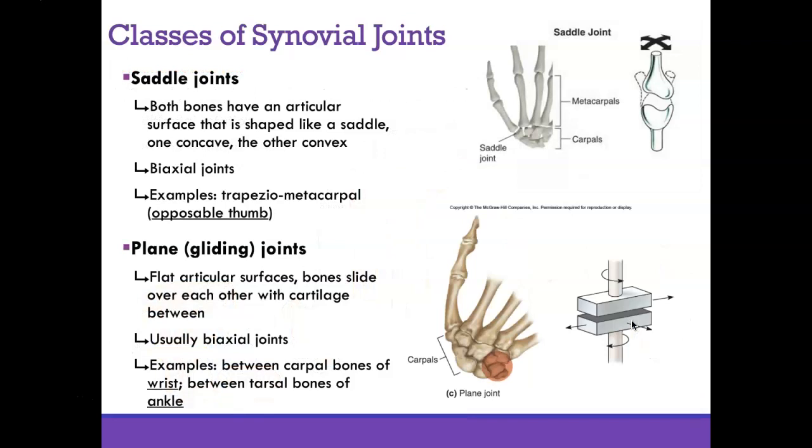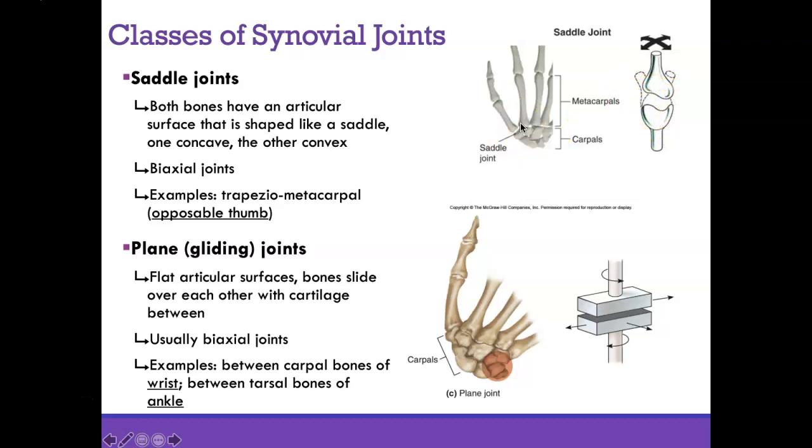So now I'll talk about two other kinds of synovial joints. A saddle joint, that's a good example of the opposable thumb joint, the trapeziometacarpal joint. This is where both bones have a surface that's shaped like a saddle. That's why it's called a saddle joint. One is concave and one is convex, so they fit on each other.